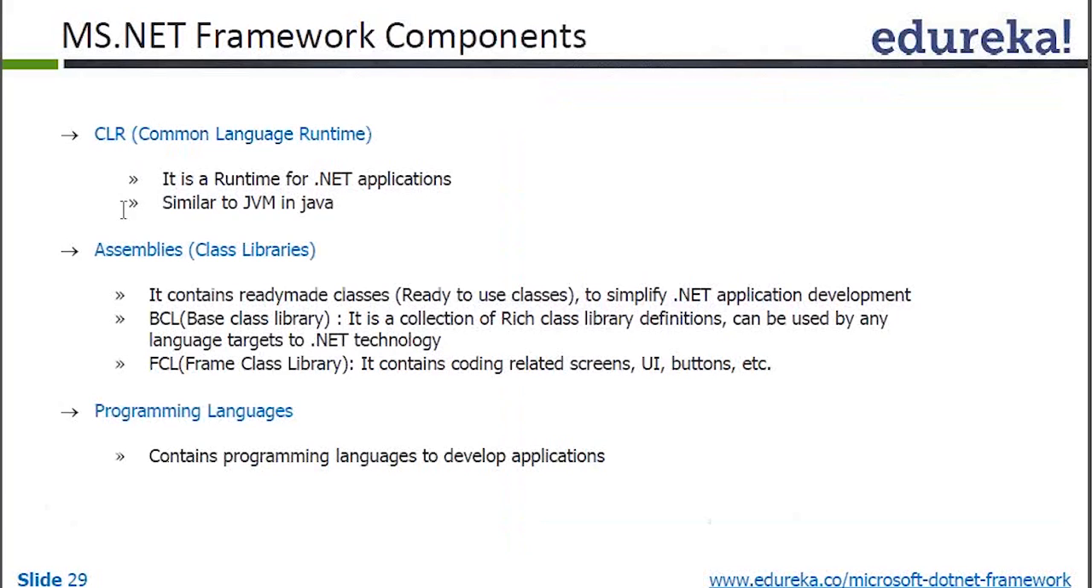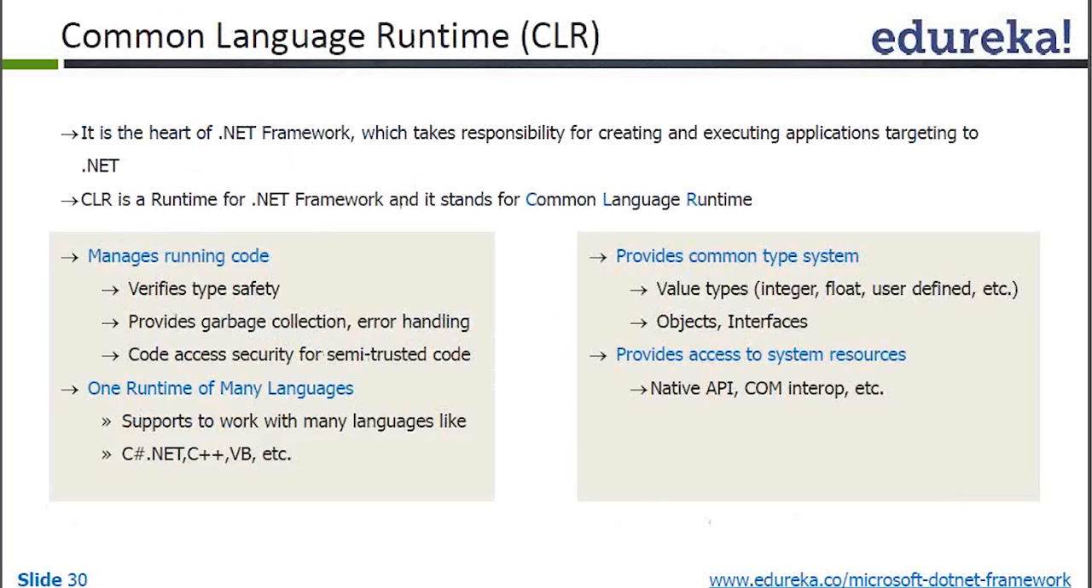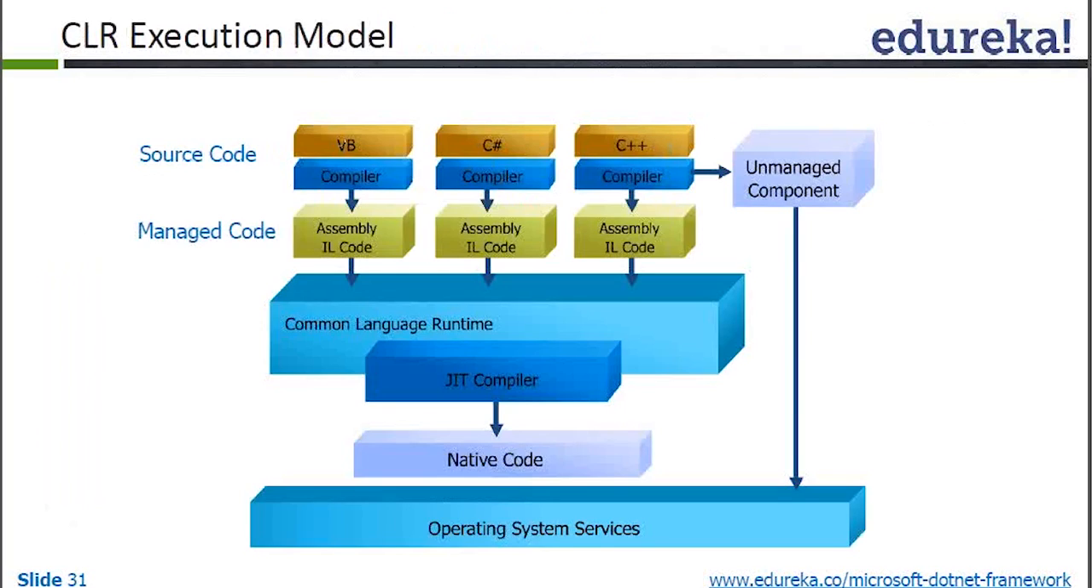We have seen what is CLR and what is an assembly. CLR is nothing but the Common Language Runtime. Assemblies are nothing but class libraries. Programming languages are the languages used for application development. We already saw what a CLR is and what it does. CLR execution model: as I said, every programming language will compile, and the compiled language generates the IL code. The IL code takes the support of JIT, and the JIT converts it into native code, which is operating system specific, understandable code.